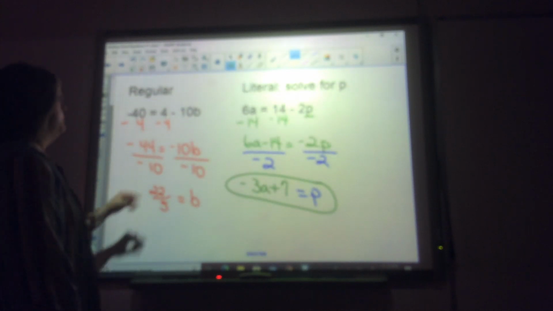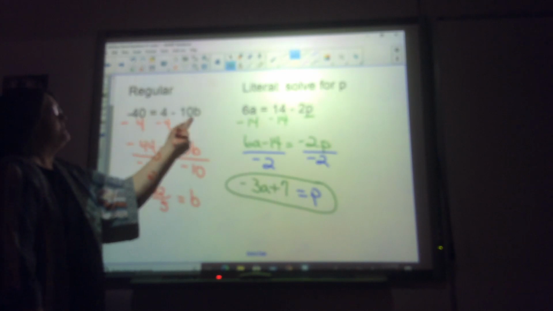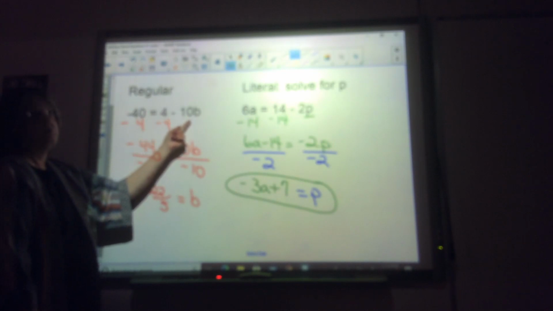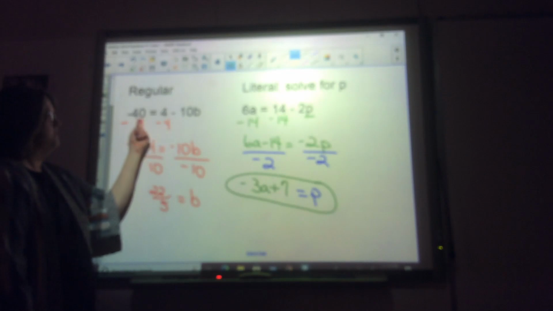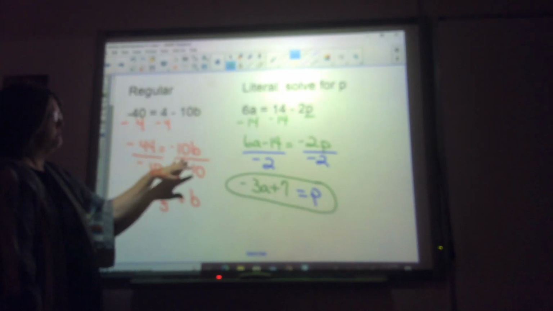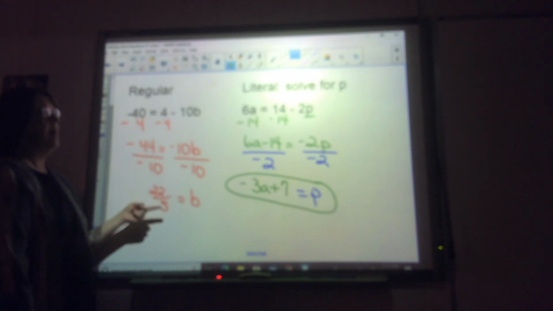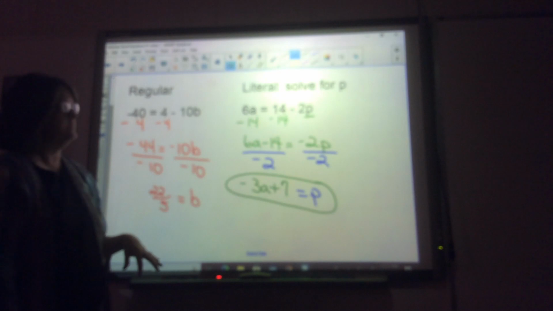Here's another example. The regular equation, negative 40 equals 4 minus 10b. I'm solving for b. You see there's only one variable. You subtract the 4, move it over here, get negative 44 equals negative 10b, divide by negative 10 on both sides, you get your answer. I'm going to do the same process.